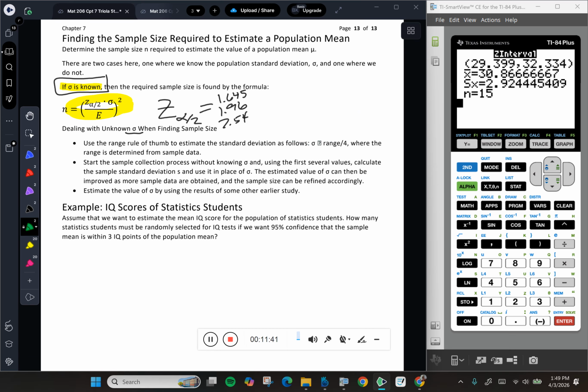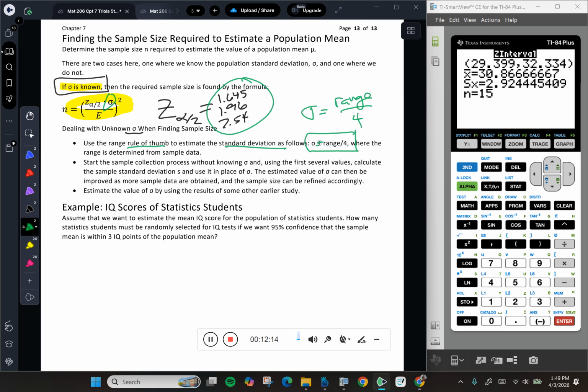How would you make this thing work? Well, you would still use the z-score, but you'd estimate your population standard deviation by using one of those rules. Most likely we would use the range rule of thumb to estimate the standard deviation by taking the range and dividing it by 4. So we'd estimate this by the range divided by 4.